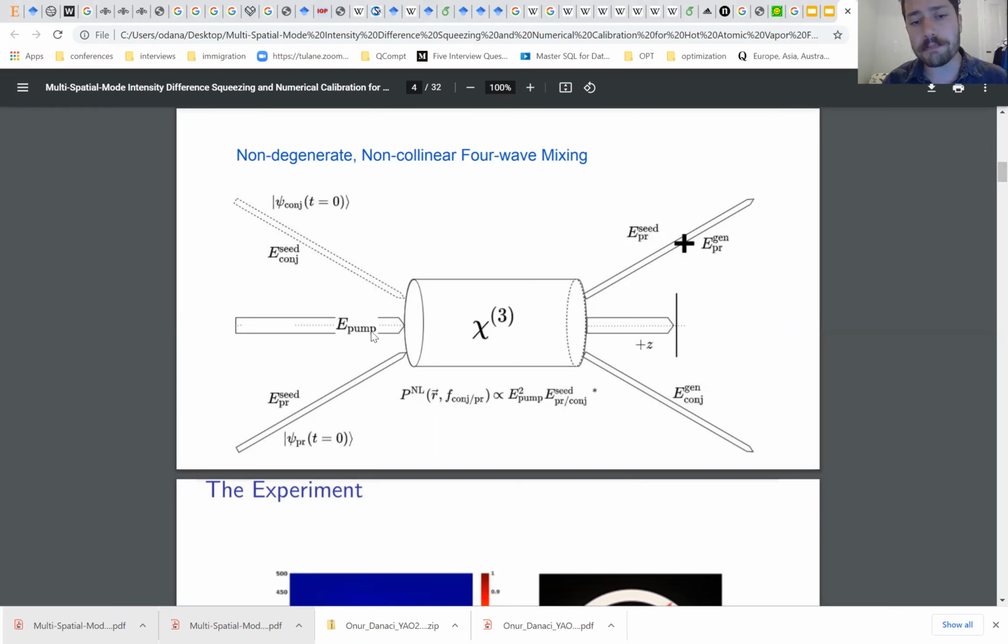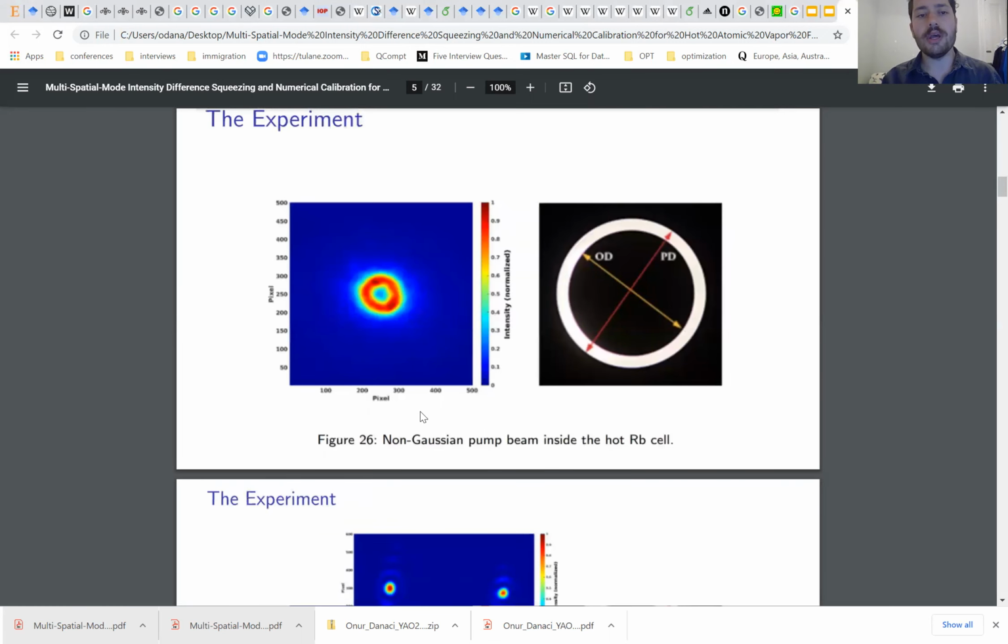And we pump the system with a spatially structured, classical and strong pump beam. We also seed this with a slight inclination with a seeding probe beam, such that they overlap within the system, and this overlap profile is amplified. So we create a generated probe beam in addition to the seeding probe beam, and the generated conjugate beam.